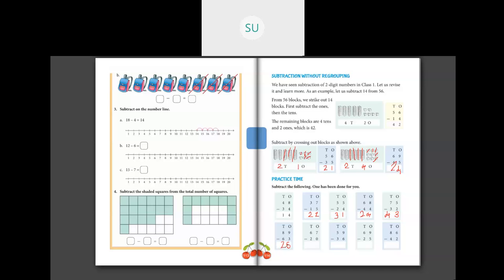Now, I want you to do the last 4 problems for homework. That is 67 minus 20, 59 minus 36, 69 minus 25, and 86 minus 42. Okay, do those questions for homework and come.